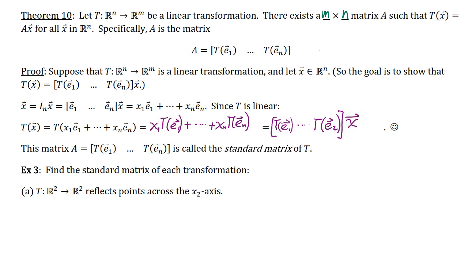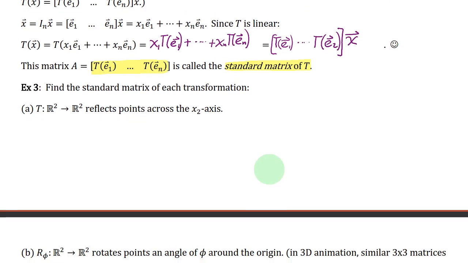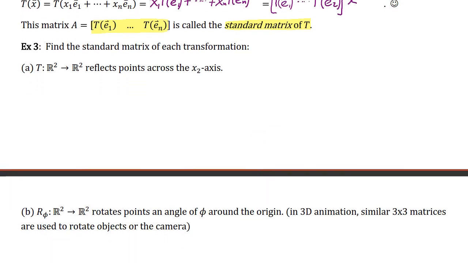And there's a special name for this. This matrix here is called the standard matrix of a transformation. So this is a pretty important thing because every linear transformation has a standard matrix, and this is how you find it. So let's do some examples of finding standard matrices of transformations.